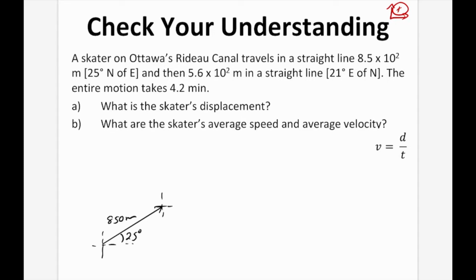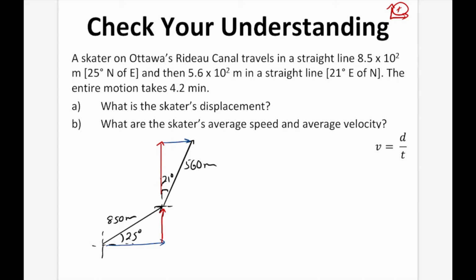Then we're going to go 560 meters, 21 degrees east of north. So we were going north, and we're going to go 21 degrees east of it. So it's going to look something like that. 21 degrees. Now we can put in our vectors again. So we're going to go right, and we're going to go up and up. Make sure you draw your vectors correctly, otherwise you'll get the whole problem wrong. And this guy over here, I didn't write it in, is 560 meters.